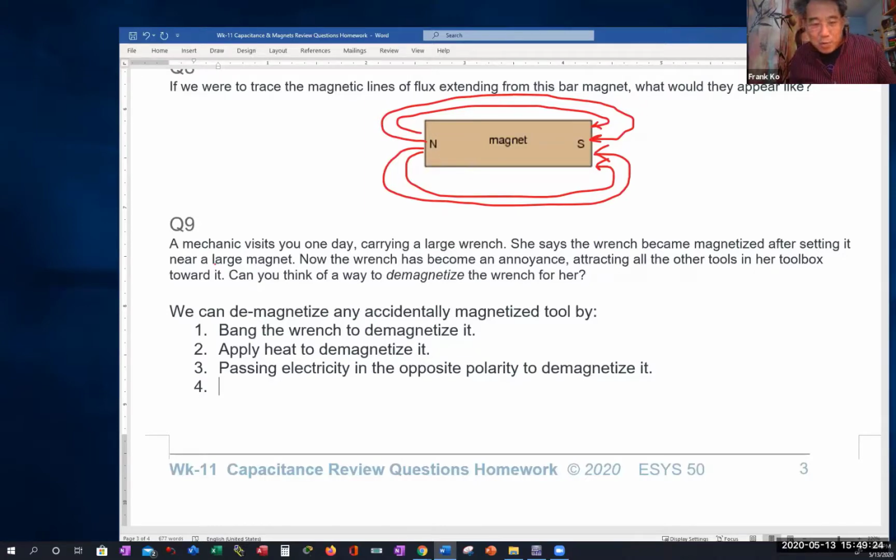I would recommend probably a resistor in that as well. You don't want to hook up the battery directly without some kind of resistor to limit the amount of current. But passing electricity through it with the opposite polarity can demagnetize it, just like passing current through a device can magnetize it. If we reverse the polarity, we can demagnetize it. So that's how you would do that.